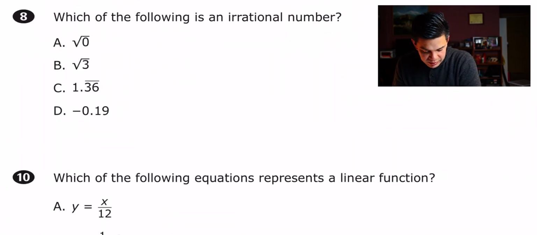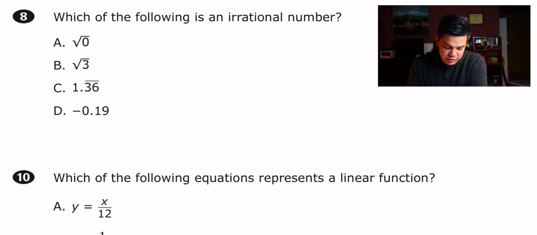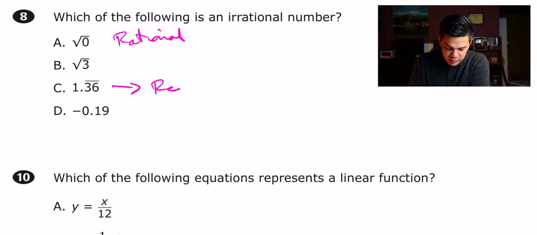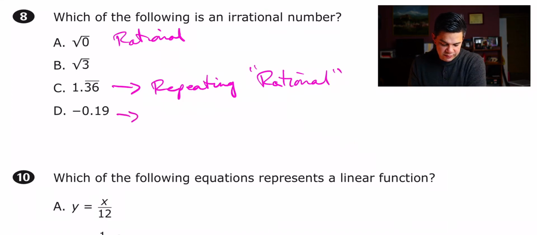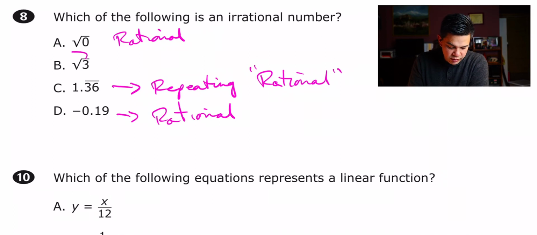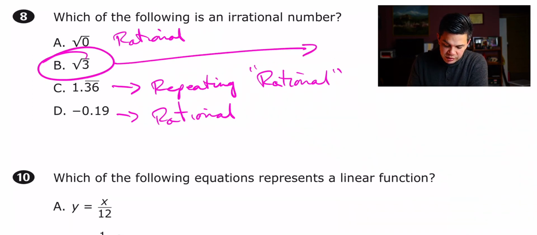Which of the following is an irrational number? Square root of 0. 0 times 0 is 0, so this one is rational. This one is a repeating decimal, which is also rational. This one is a negative decimal, which is rational. This is the only one that is irrational.